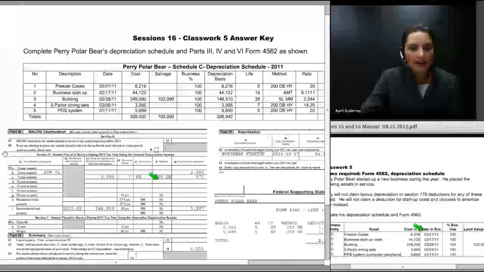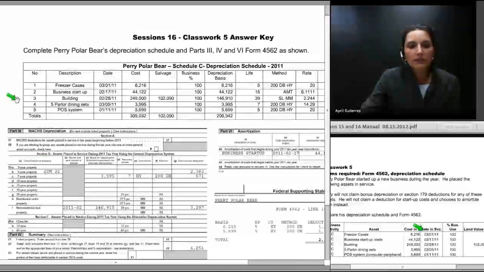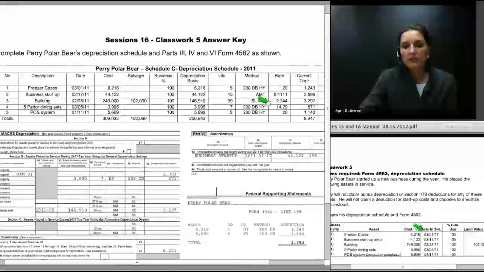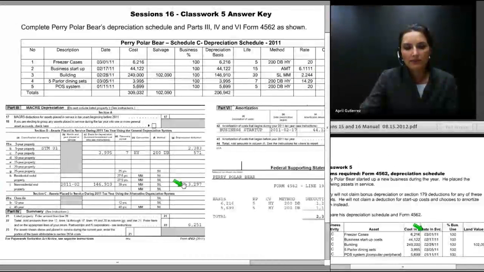Next, we look over at the front page of Form 4562 and continue on with the depreciation calculations. We have the building, which has a depreciable life of 39 years, a cost of $249,000 with a land or salvage value of $102,090. So that gives us a basis for depreciation of $146,910 over 39 years, straight line, mid-month convention, and a percentage of 2.244. The deduction is $3,297, and that will be entered right here on line 19i, $3,297.